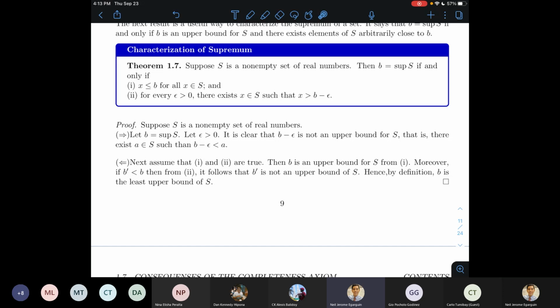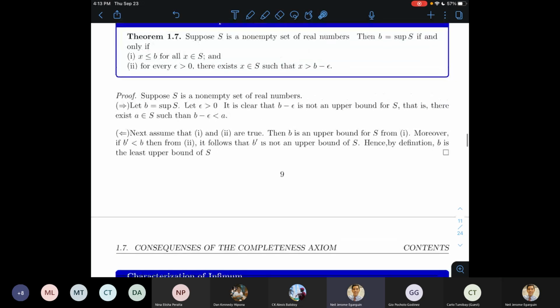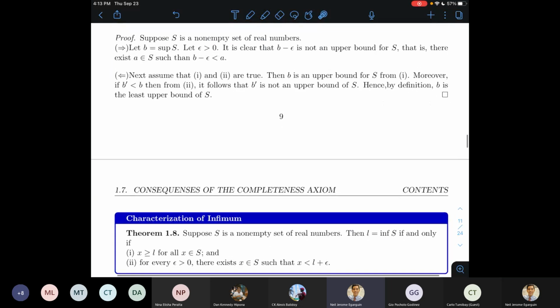So posibleng hindi mo na, kasi minsan, lalo na kung computational yung proof, mahirap ipakita na wala nang mas maliit na upper bound kaysa kay B. Pero one way to do that, at least analytically, is to show that when you take away epsilon, however small that epsilon is from B, the difference, B minus epsilon, cannot be an upper bound for the set S. Okay? Kasi nga, sagad na yung supremum. Alright? So this might be helpful in future proofs, so kindly take note of that.